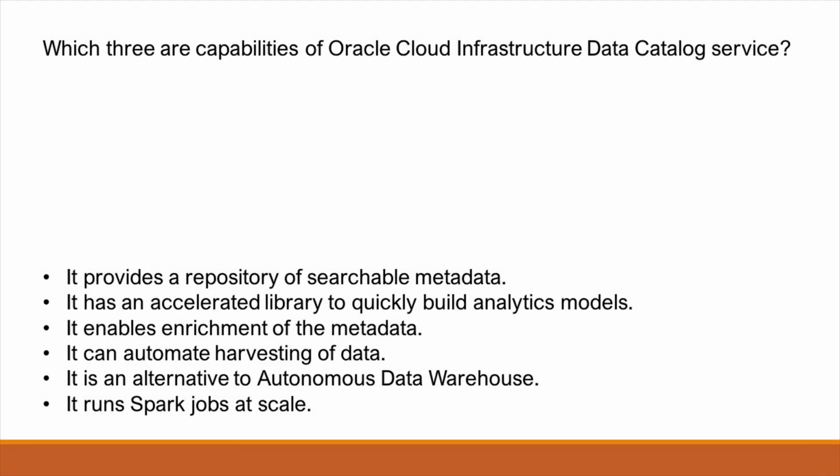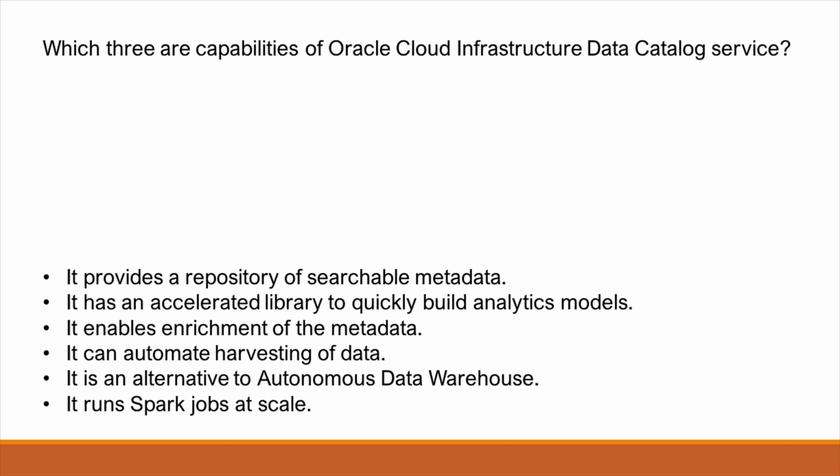Let's talk about this question. Which 3 are capabilities of Oracle Cloud Infrastructure Data Catalog Service? Options we have for this question are: it provides a repository of searchable metadata, it has an accelerated library to quickly build analytics models, it enables enrichment of the metadata, it can automate harvesting of data, it is an alternative to autonomous data warehouse, it runs Spark jobs at scale.